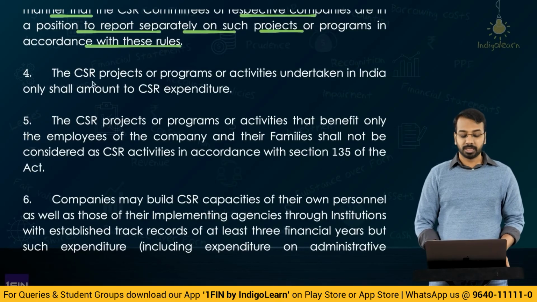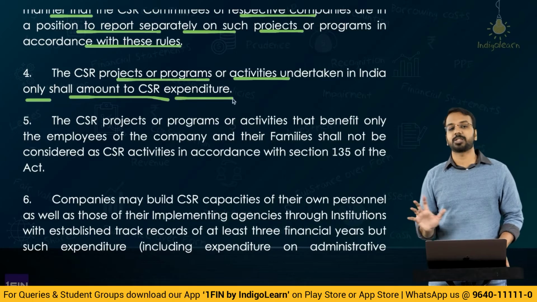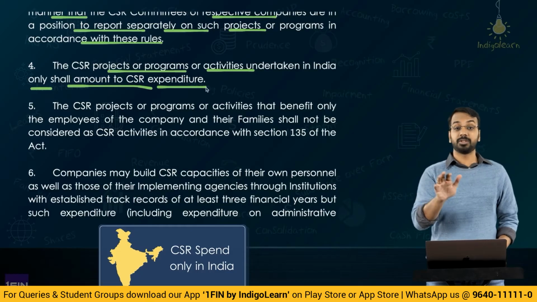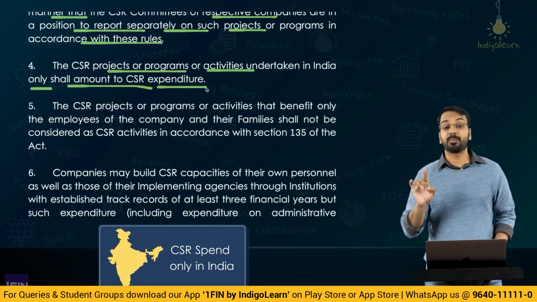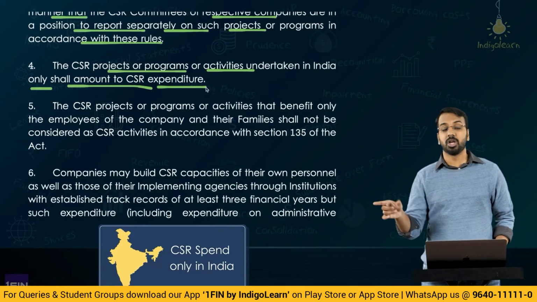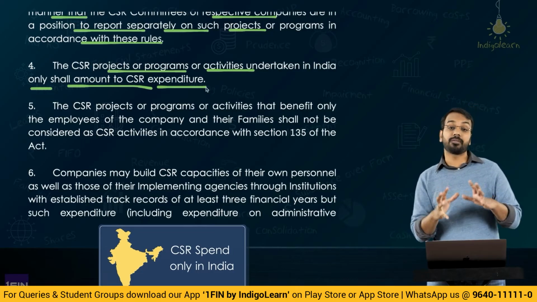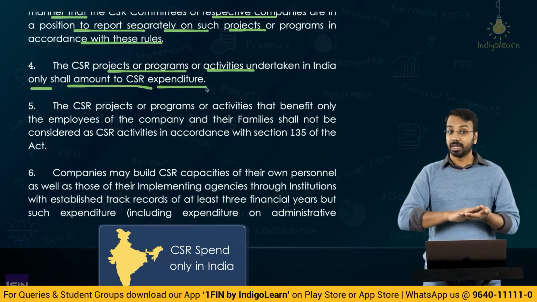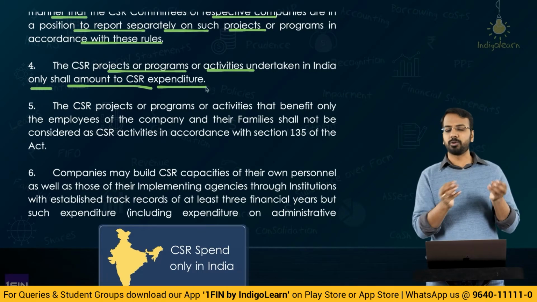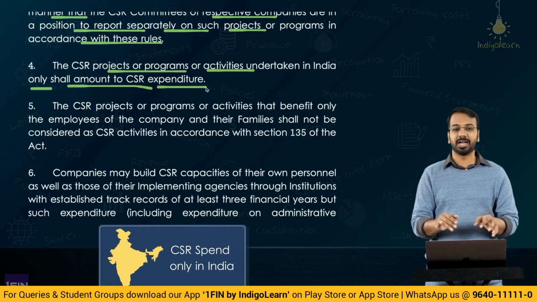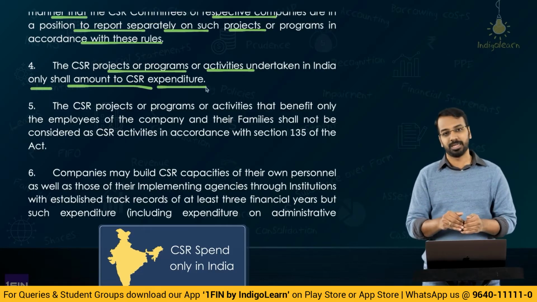Then a very important point, the CSR projects or programs or activities undertaken in India only shall amount to CSR expenditure. So, if you have to carry out CSR activities, if you have to spend with respect to CSR provisions, the spend must be in India only. You cannot say, okay, we have provided flood relief to Bangladesh, or we have provided earthquake relief to Nepal, or we have provided earthquake relief to Turkey. Those are not covered under CSR activities. We are not saying those are not allowed. You go and spend, you go and do your global charity. But for the 2% of average net profit criteria, it has to be done in India only, right?